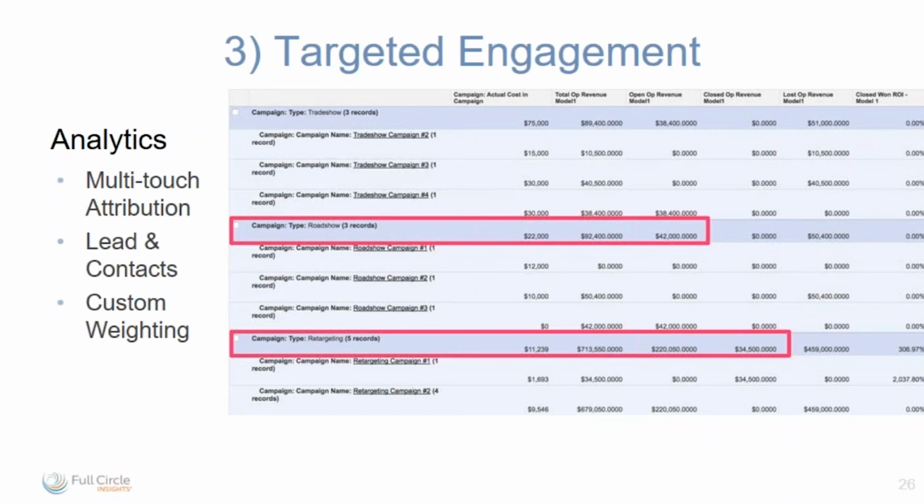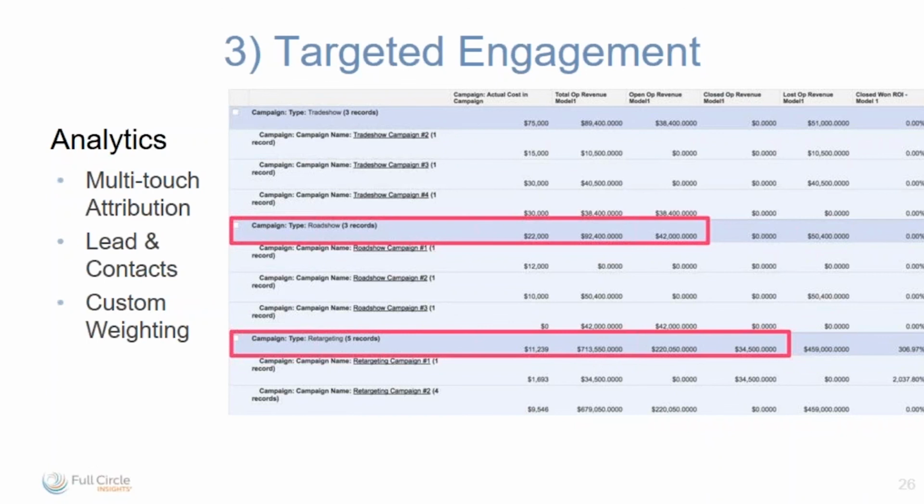In this example, we can see the impact of campaigns on both leads and contacts for any given opportunity. We then have weighted these evenly across all touch points so that an allocation of the opportunity's value can be made to each campaign.